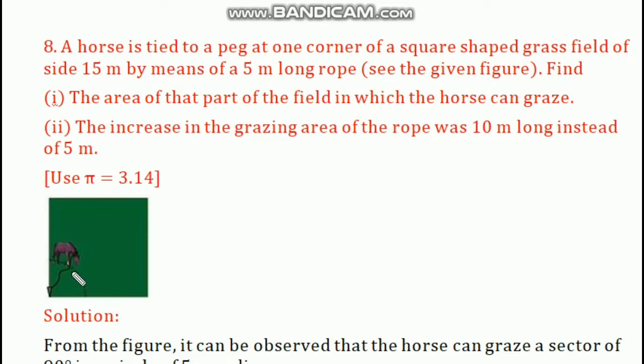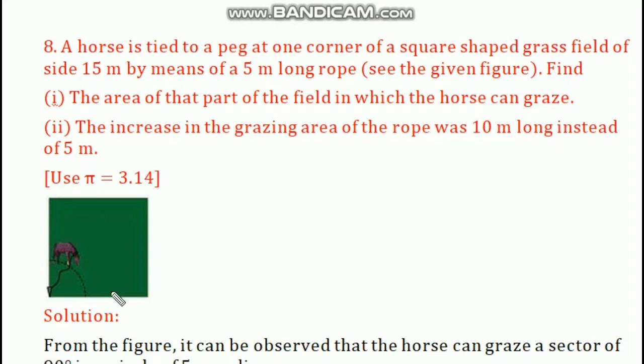So that means we know that this is a quadrant. We can take it as a quadrant of a circle. So this angle is 90 degrees and the length of the rope is 5 meters. So that is the radius. So we need to find the area of this sector. Next, the rope will be increased. How much is it increased? It is 10 meter. So the rope is increased to 10 meter.